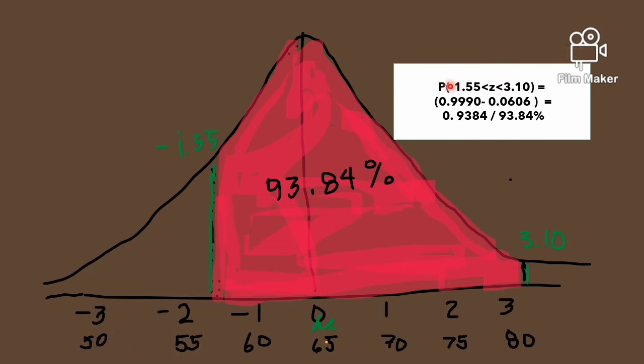So negative 1.55, we will write the negative 1.55 here. And the other one is 3.10, so this will be the 3.10. And then we will subtract, so the answer is 93.84. So we will shade this one. So this is the average value of the students, mostly in the 60 students, in the Student Achievement Test.